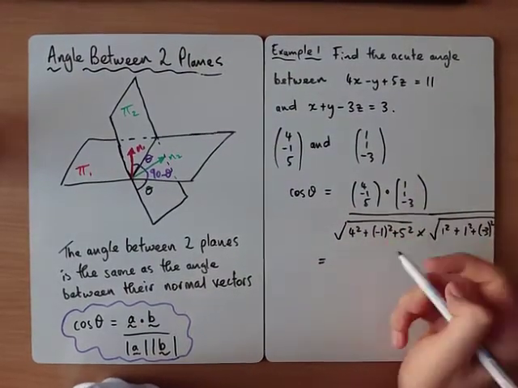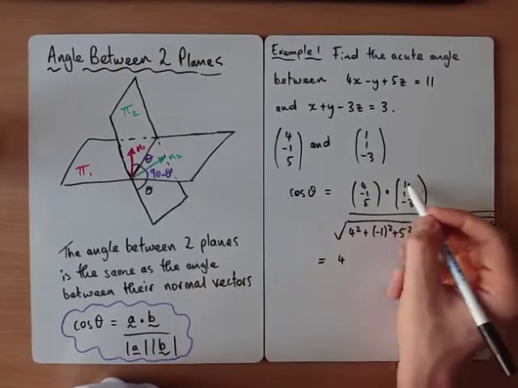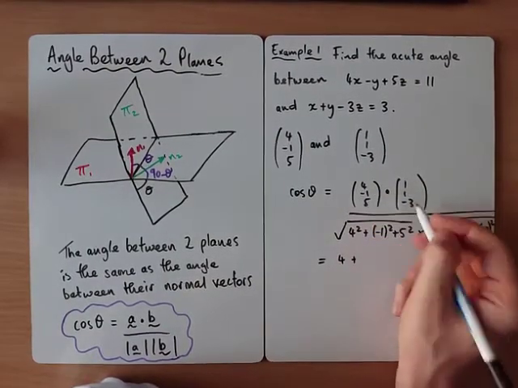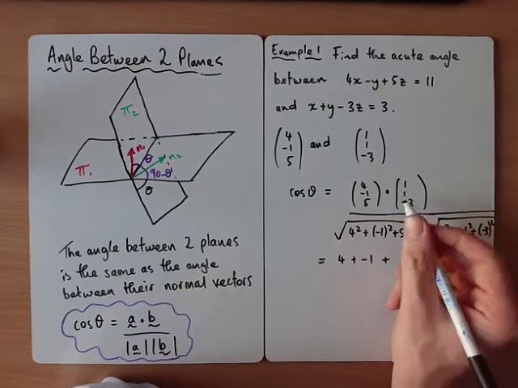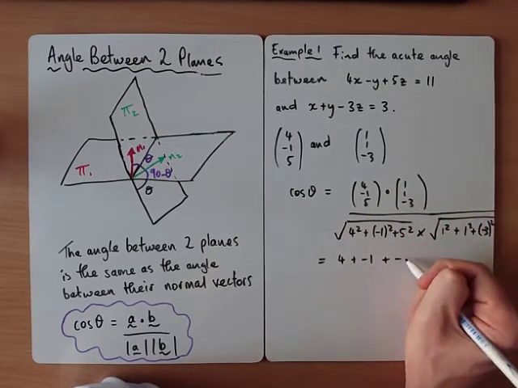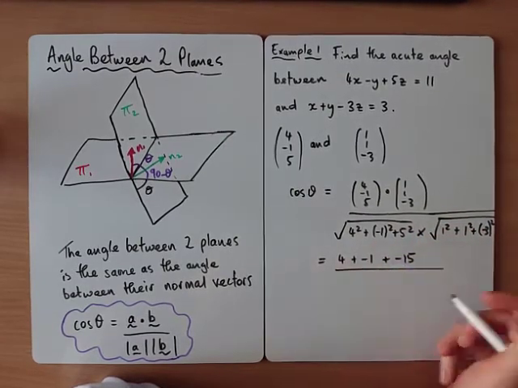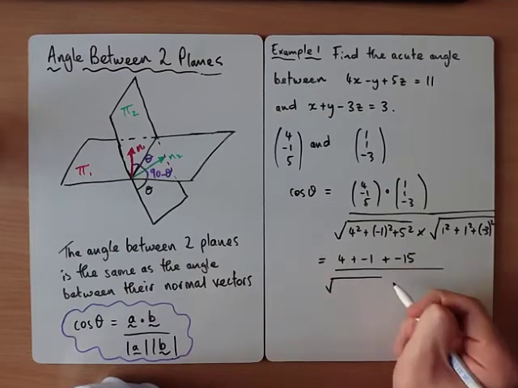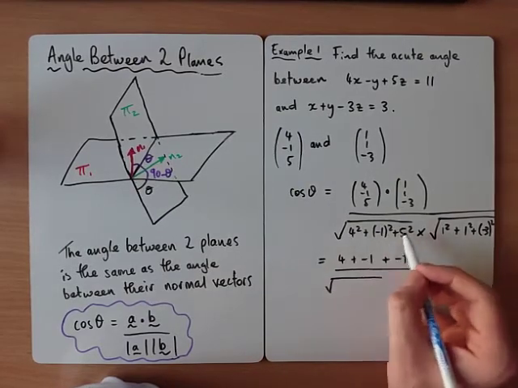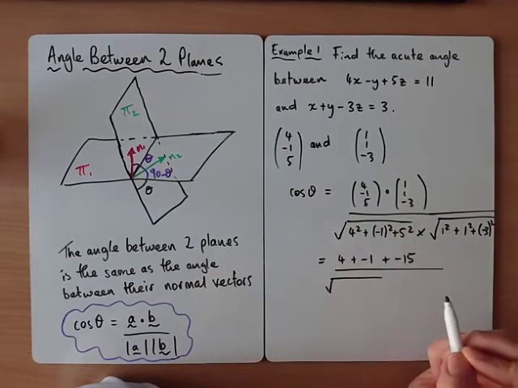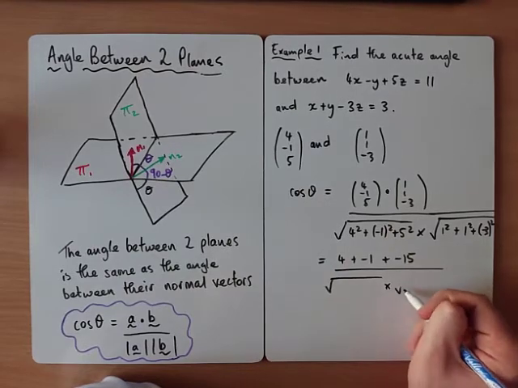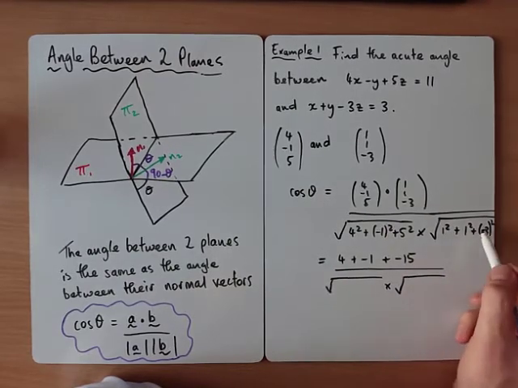So when we do a dot product, we just multiply and add, so that'd be 4 plus -1 plus -15, divided by the square root of 16 plus 25 plus 1, times the square root of 1 plus 1 plus 9.